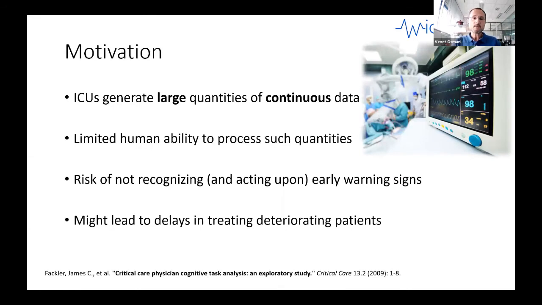Okay, so in terms of motivation, intensive care units generate large quantities of data, and this data is generated in a continuous manner. Of course, humans are limited in actually processing large quantities of data, and this limitation obviously extends to ICU clinicians as well. Therefore, there is always a risk of not recognizing early warning signs of deterioration due to information overload, and as a result, it might lead to delays in actually treating deteriorating patients and affecting the final outcomes.